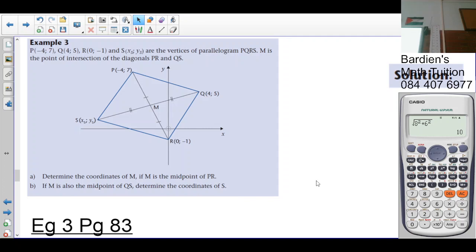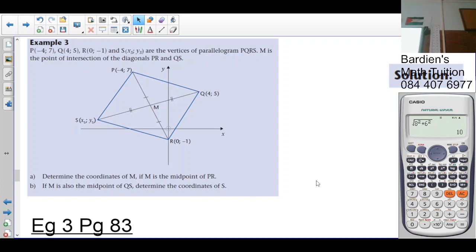People, if this is a parallelogram, what comes to mind? 4 properties. What are the 4 properties of a parallelogram? Two pairs of opposite sides are equal. Two pairs of opposite angles are equal. Two pairs of opposite sides parallel. And diagonals bisect each other. They didn't have to say the diagonals bisect each other. If they had told us this is a parallelogram, then automatically you should have known that the diagonals bisect each other. Okay? Then you are told M is the point of intersection of the diagonals.